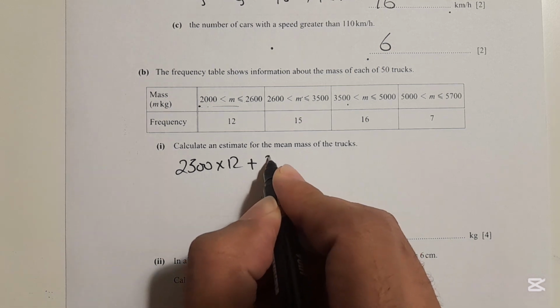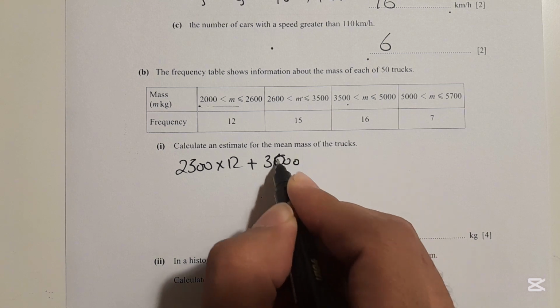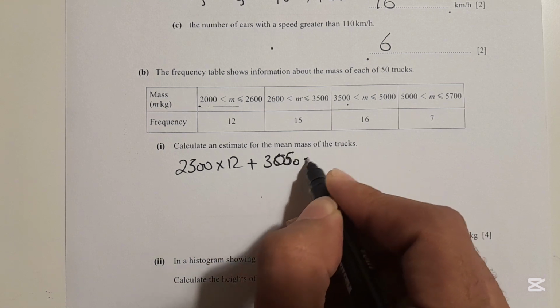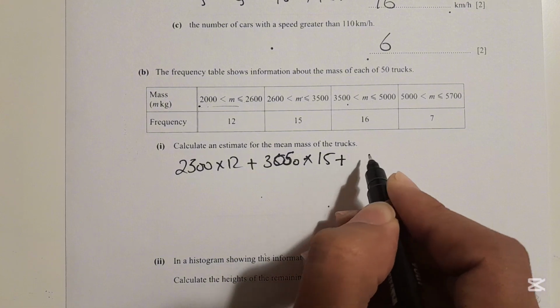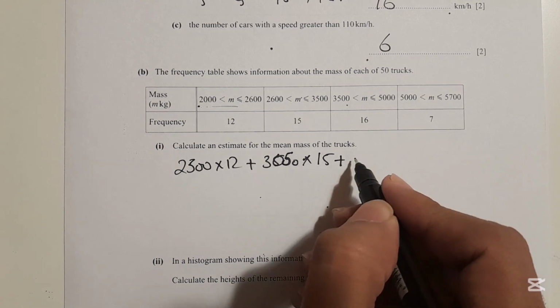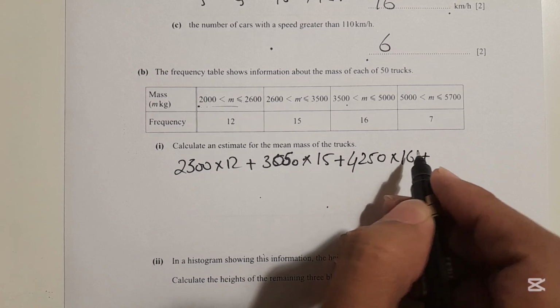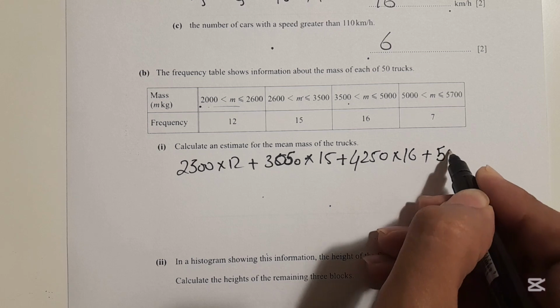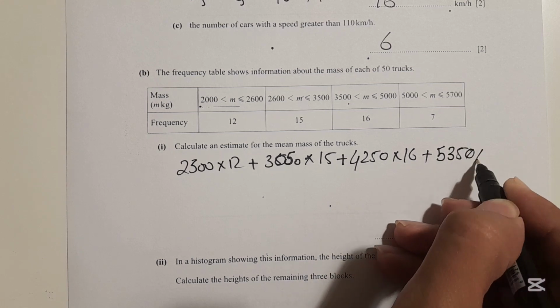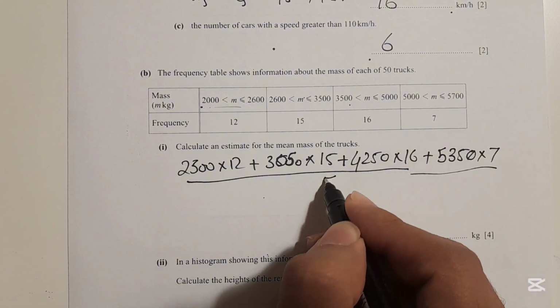That is 3,050, multiplied by 15, plus the midpoint of 3,500 and 5,000, which is 4250, times 16, plus 5350 times 7, divided by the total number of trucks, which is 50.